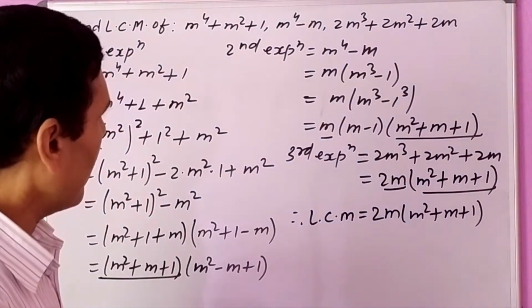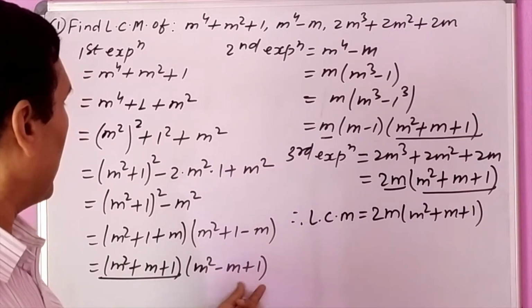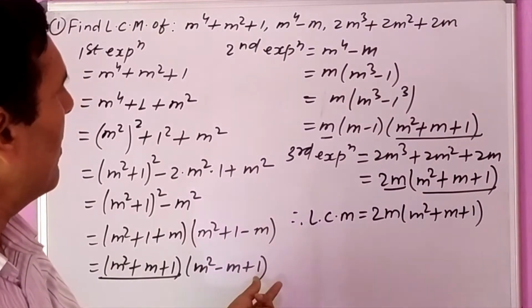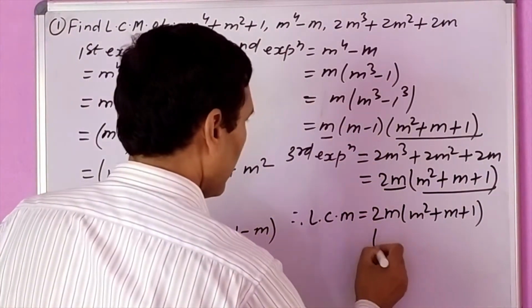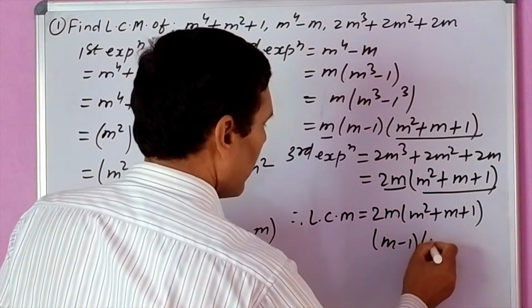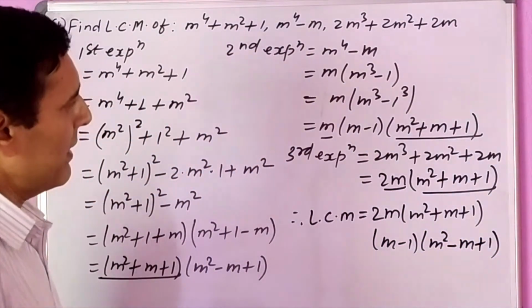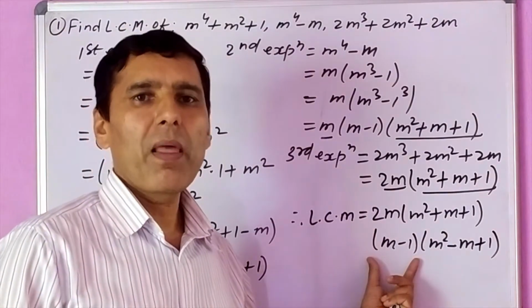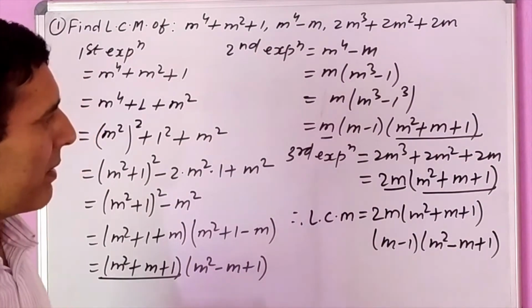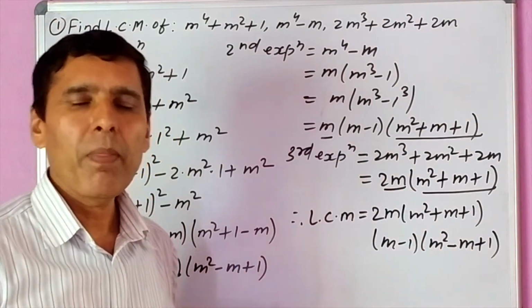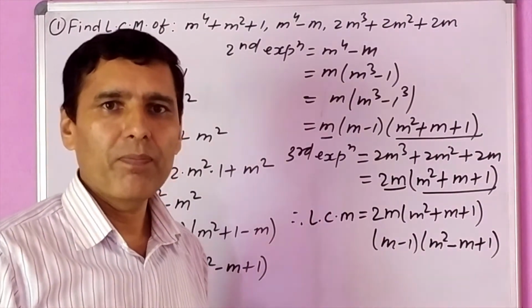And we have other factors also remaining. In the first expression, m square minus m plus 1, and in the second expression, m minus 1. So m minus 1, m square minus m plus 1. So this is the product of the common factors and remaining factors. First of all, we take the factor common from all three expressions. Then if there is a factor common from two expressions also, we can take it.